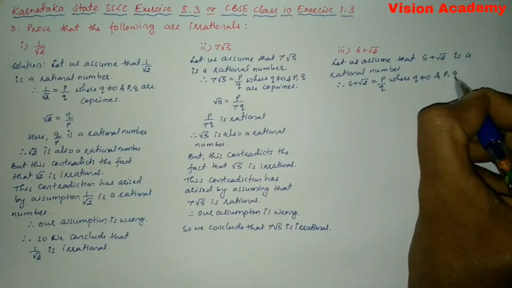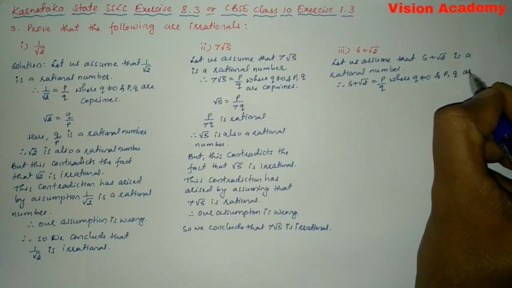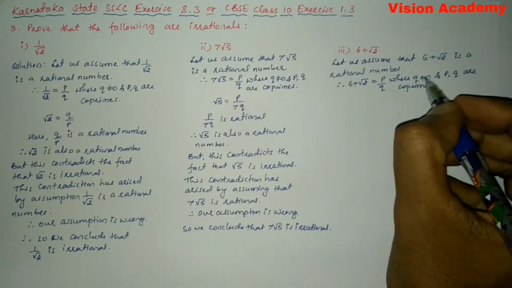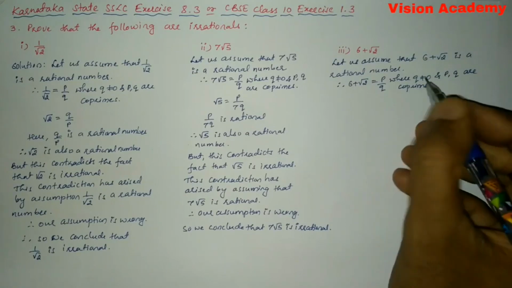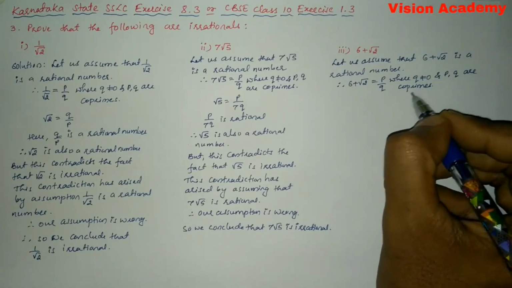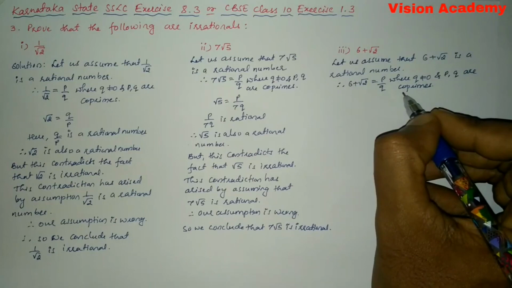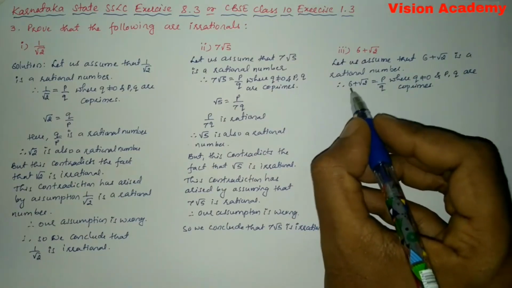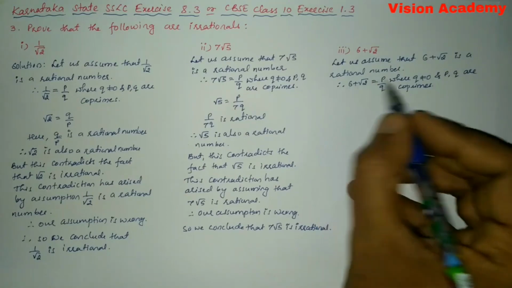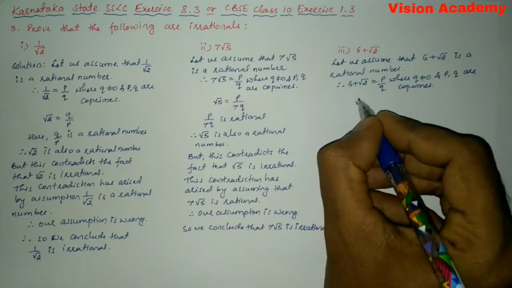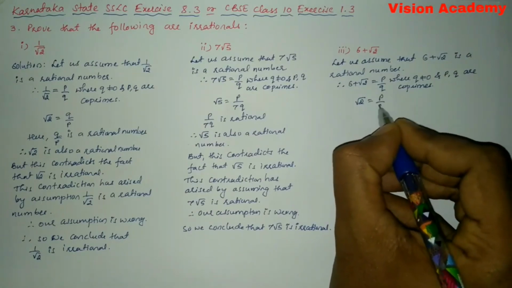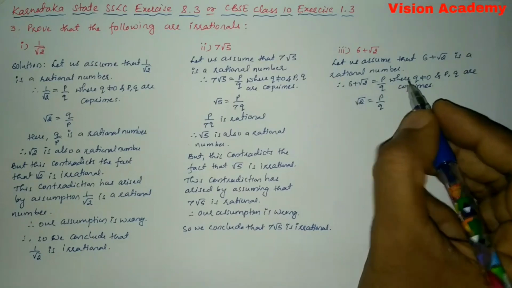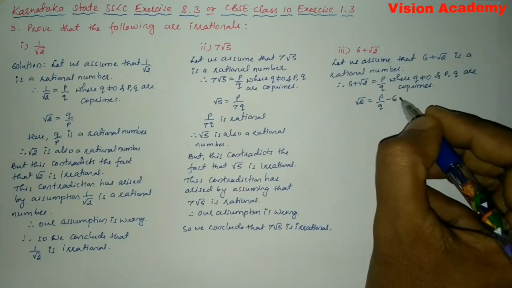And P comma Q are co-primes. Co-prime means if the HCF of the factors is 1, then such factors are called co-primes. Now here we can transform this 6 from LHS to RHS. Here we are going to get square root of 2 is equal to P by Q plus 6. If it is transformed from LHS to RHS, it will become minus 6.